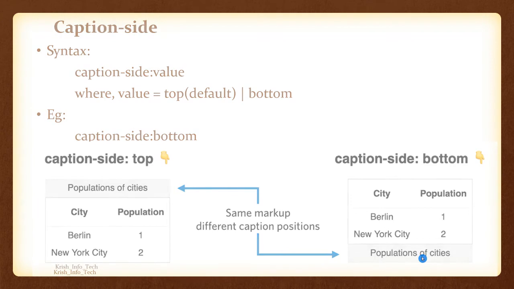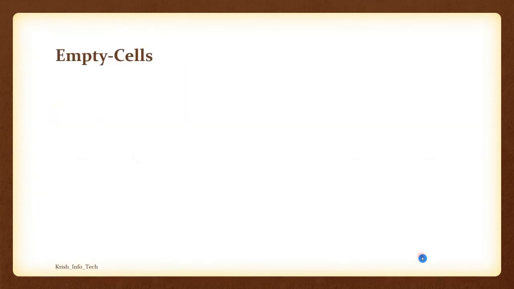Okay, and the next property is empty-cells. This is used to specify whether the border and the background are to be placed around any empty cell in your table or not. Suppose you are going to have some empty cells, whether the border property should be applied for that particular cell or not. Okay, so that is the use of empty-cells.